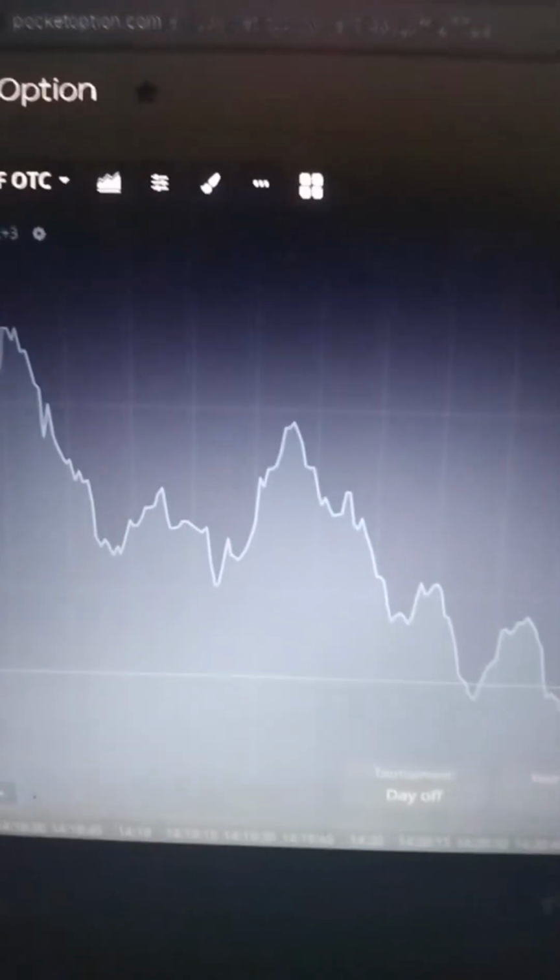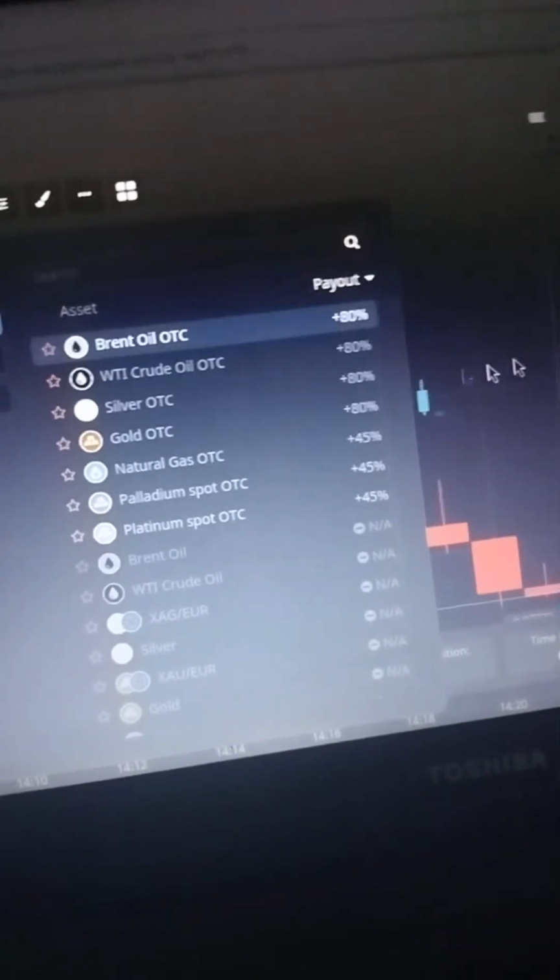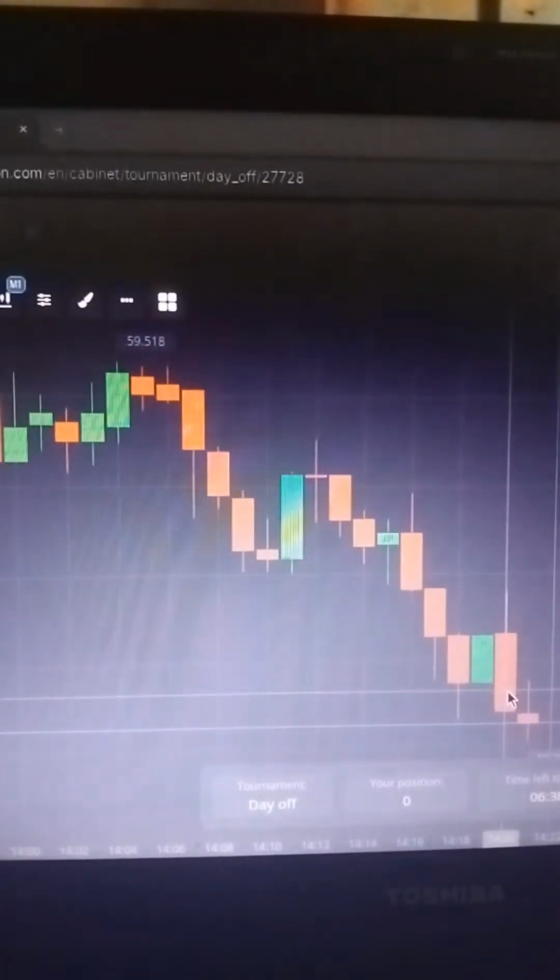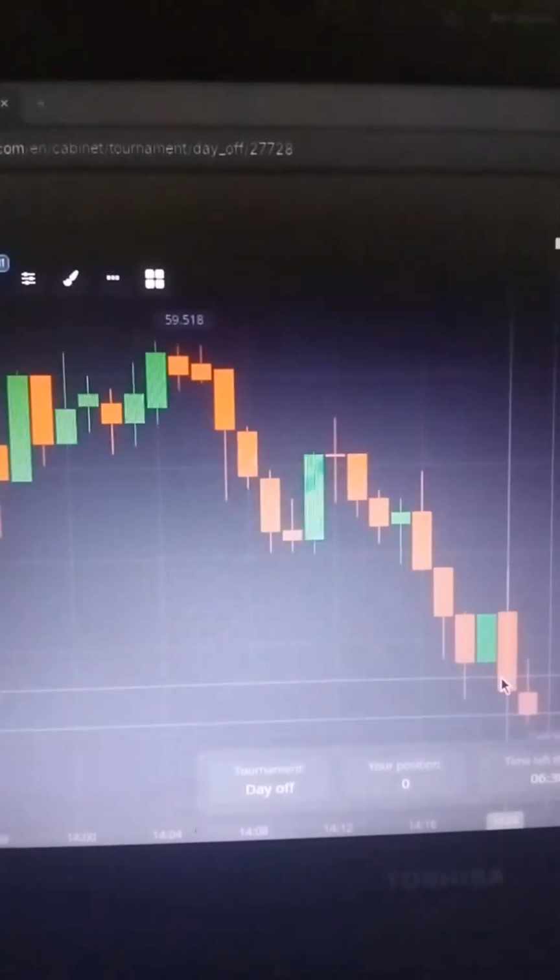This commodities Brent oil is at about 80. Let us zoom out of this. This is a 1 minute chart. So we will be using 1 minute.